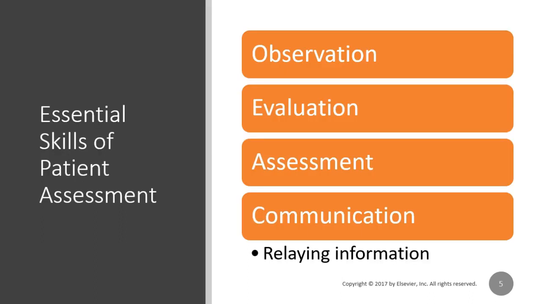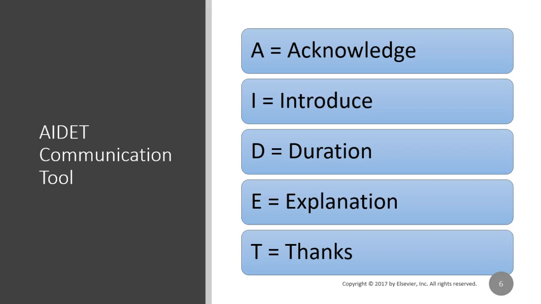So essential skills of patient assessment: there's observation, evaluation, assessment, and communication. So you're relying on information in order to be able to properly assess the patient. Those of you at certain facilities go by the acronym AIDET. It's a communication tool, and each letter stands for something. The A stands for acknowledge, I introduce, D duration, E explanation, and T thanking the patient for coming in.